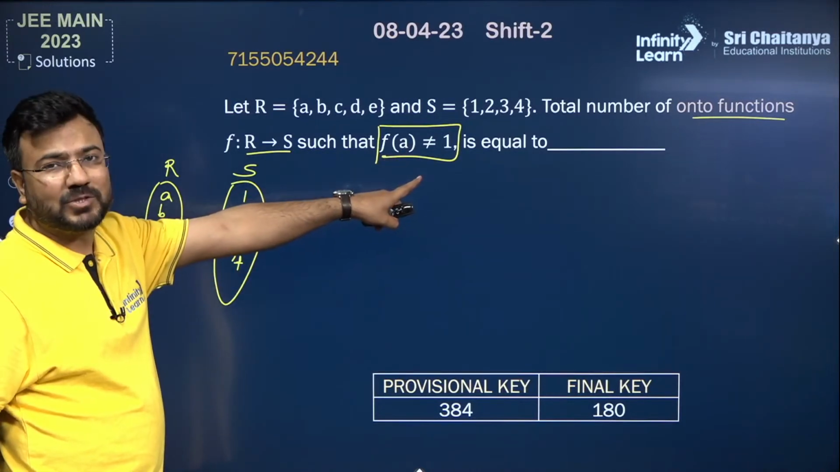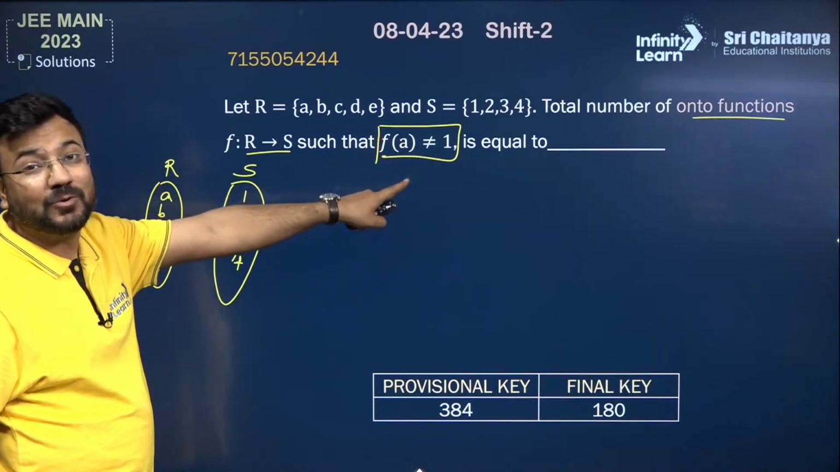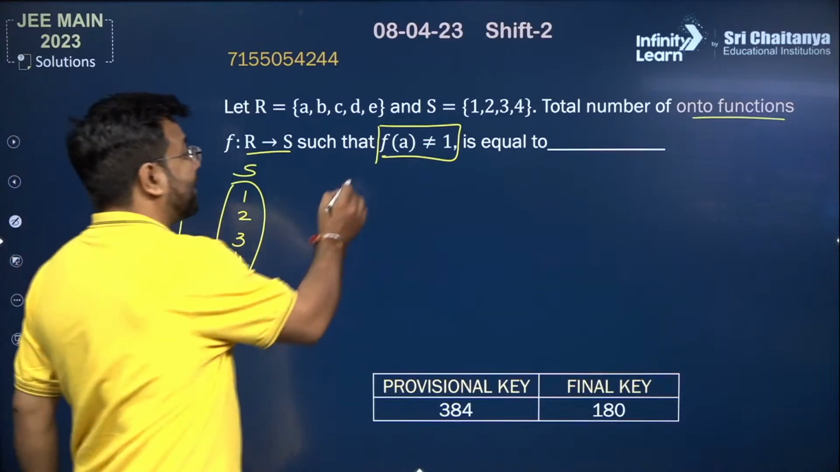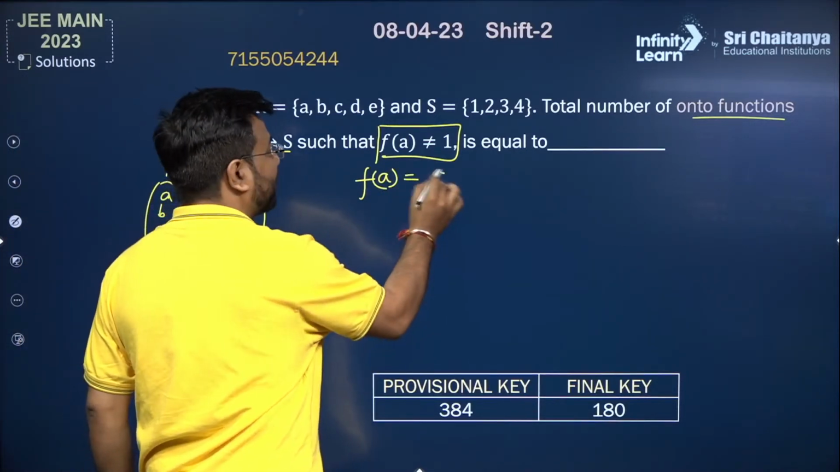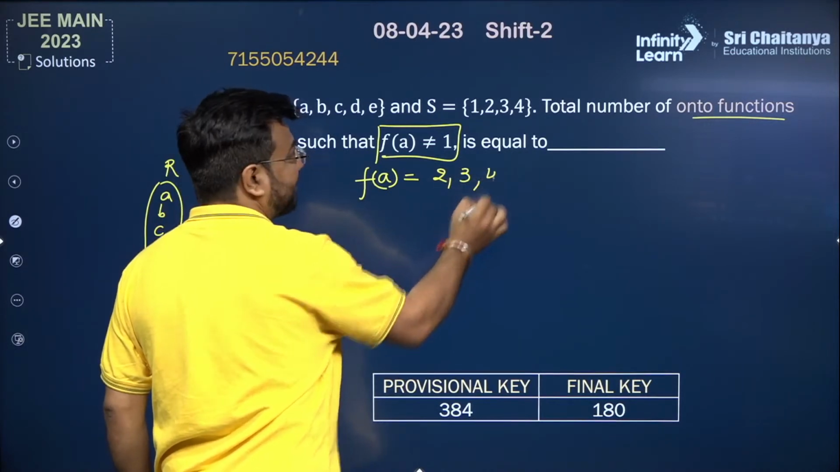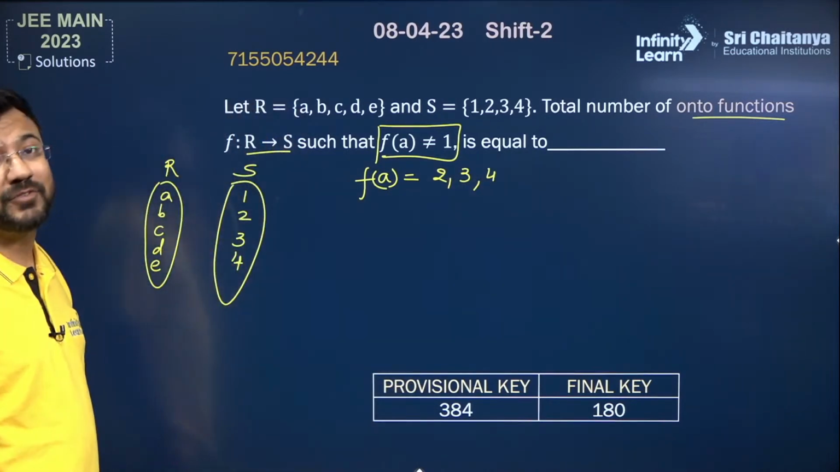Okay, all right, so here what we need to do: f of a should not be equal to 1, f of a cannot be 1. What can it be? So there are 3 possibilities for f of a: it can be either 2, either 3, or 4. So there are 3 possibilities for f of a.